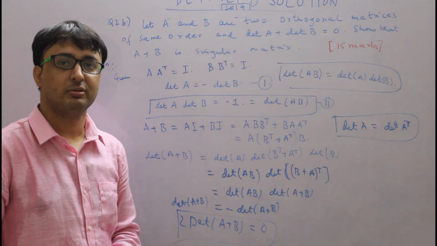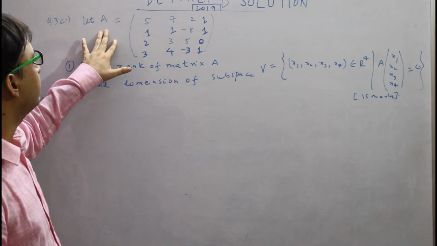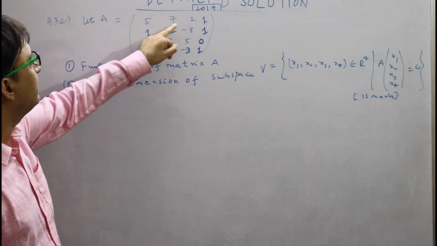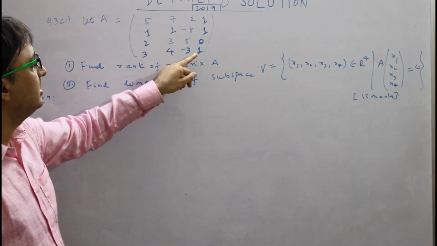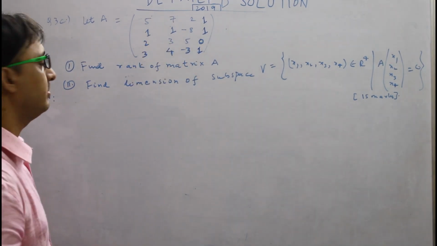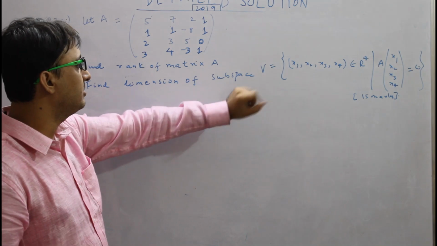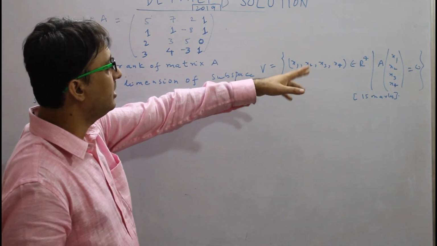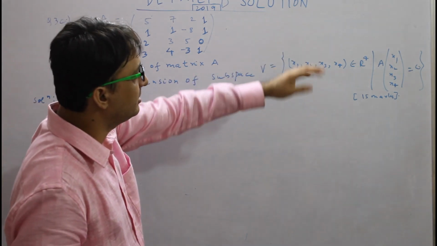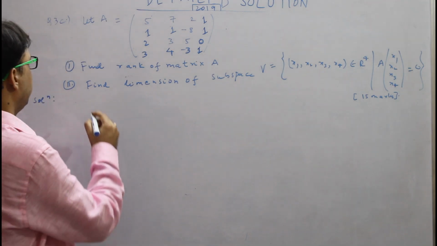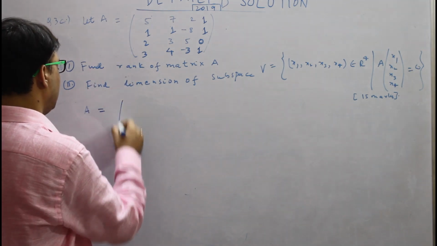Now I am going to take the next question. This is question number 3C. We are given a matrix A, that is 5 7 2 1, 1 1 minus 8 1, 2 3 5 0, 3 4 minus 3 1. So this is a 4 cross 4 matrix. We have to find the rank of this matrix, and we have to find the dimension of the subspace V equal to x1 x2 x3 x4 belonging to R4, and Ax is equal to 0, where x values are x1 x2 x3 x4. First of all, when we write this matrix A, we will write it in the proper format.